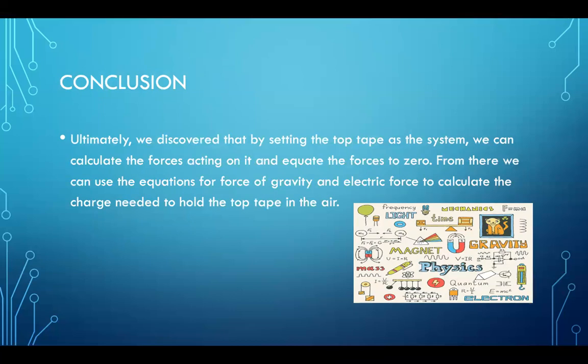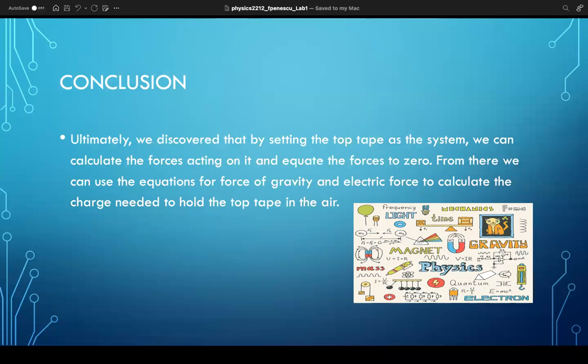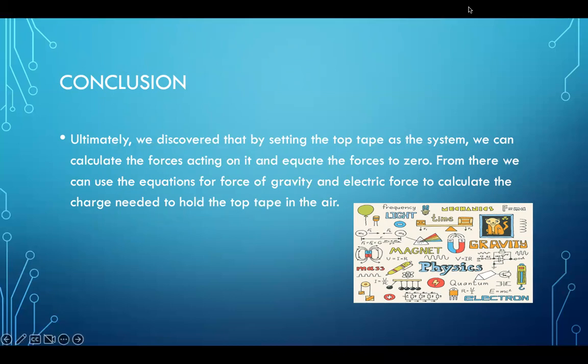Ultimately, we discovered that by setting the top tape as the system, we can calculate the forces acting on it and equate the forces to zero. From there, we can use the equations for force of gravity and electric force to calculate the charge needed to hold the top tape in the air.